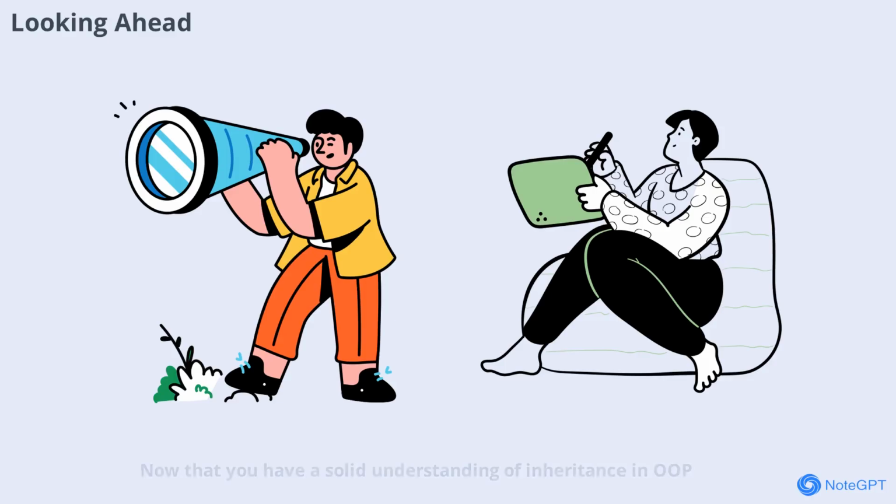Now that you have a solid understanding of inheritance in OOP, you're ready to explore more advanced topics like polymorphism, interfaces, and design patterns. These concepts build on the foundation of inheritance and will help you become a more effective and versatile programmer. Keep practicing and experimenting with different class hierarchies to deepen your understanding.